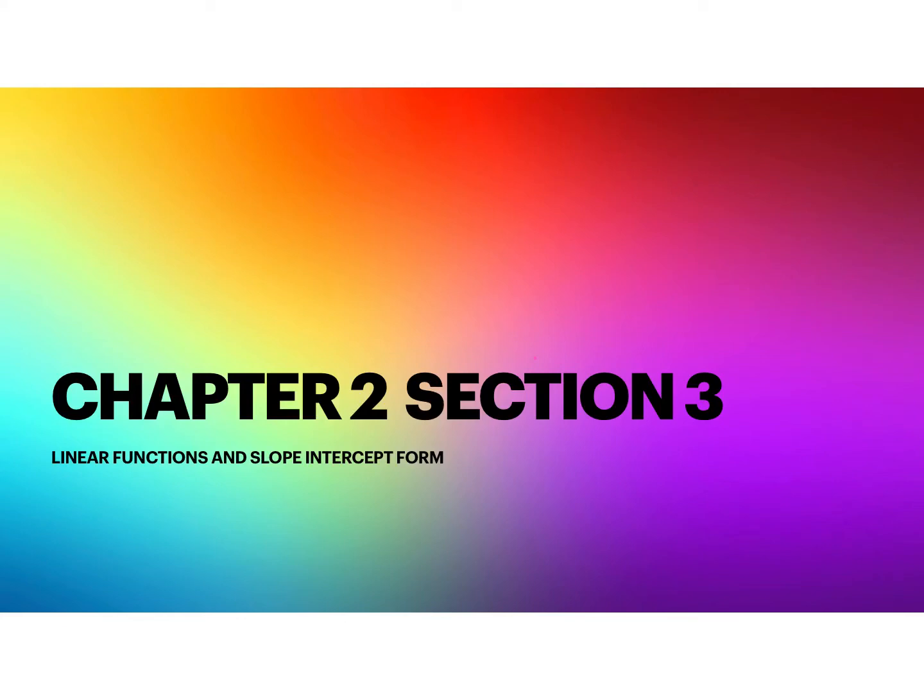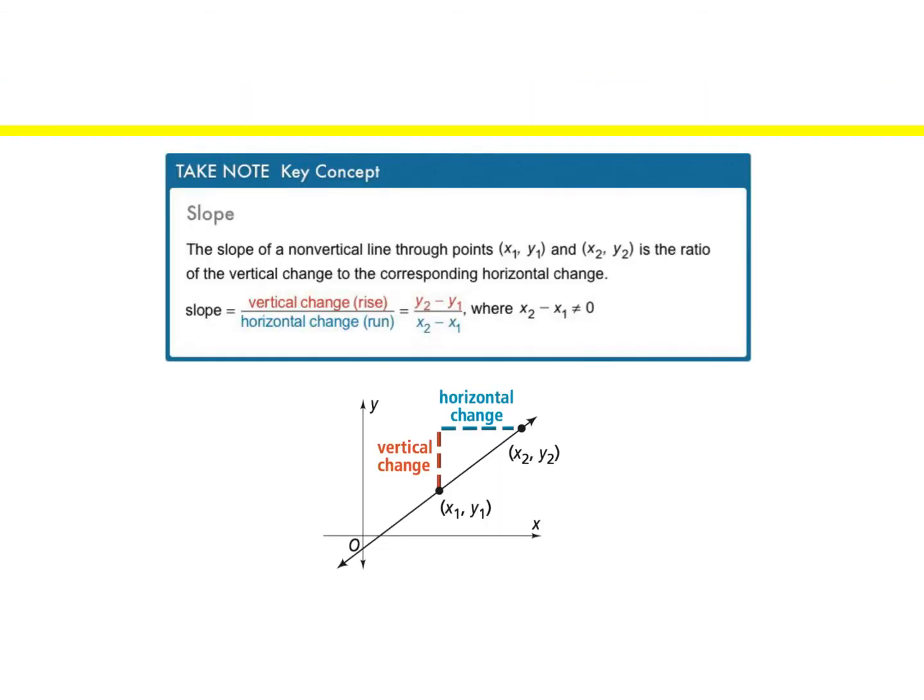So last week on Wednesday we did 2.1. Today we're going to do 2.3. We're skipping 2.2, so your quiz is just going to be 2.1 and 2.3. 2.3 is about linear functions in slope-intercept form.